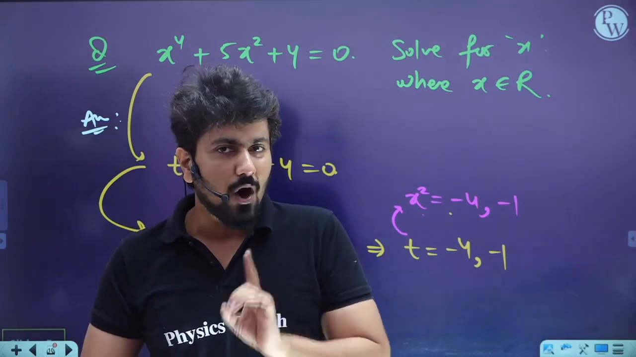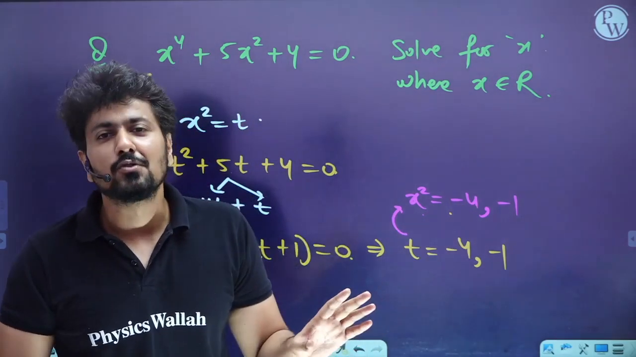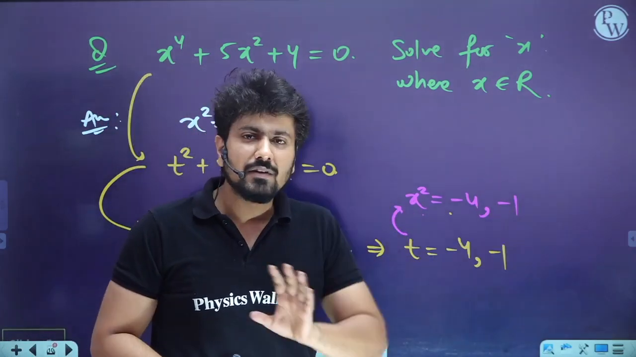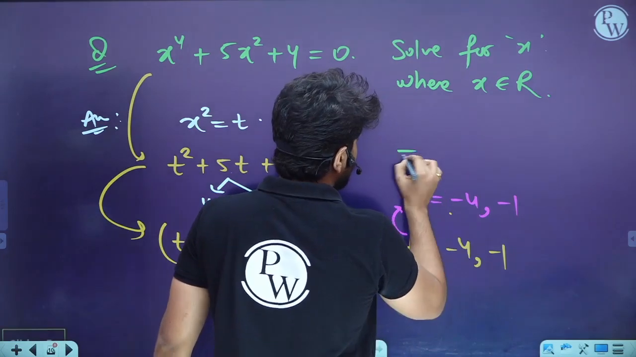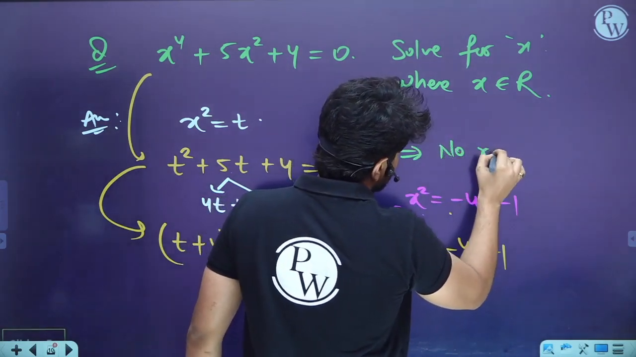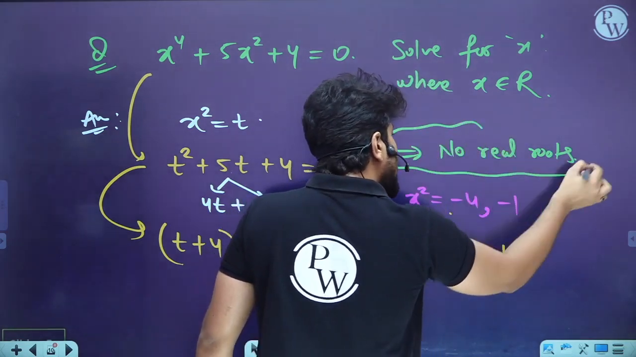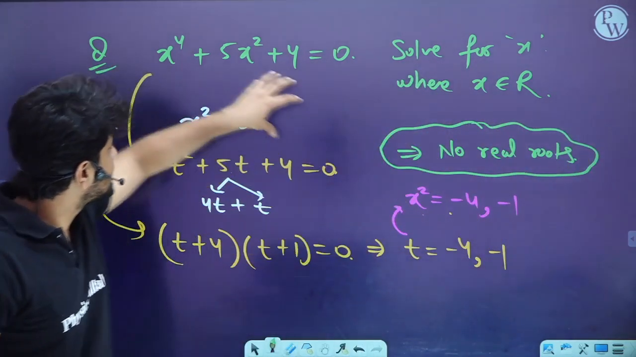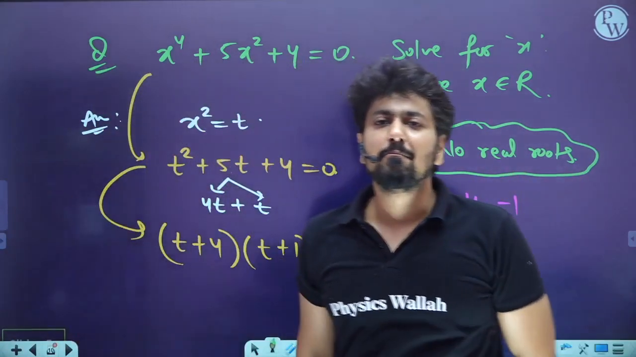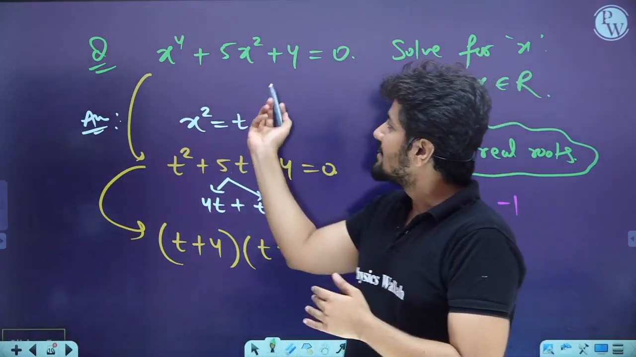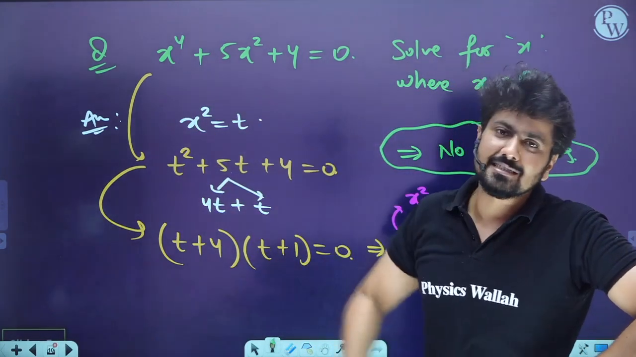But for now, what you have to remember is that if x square is equal to minus 4, no solution. If x square is equal to minus 1, there is no solution. So here, I am going to write no real roots. Basically, there isn't any real number which satisfies this equation. Now, let's understand it by observation. How does this equation have no roots? How is there no value of x which satisfies this equation?